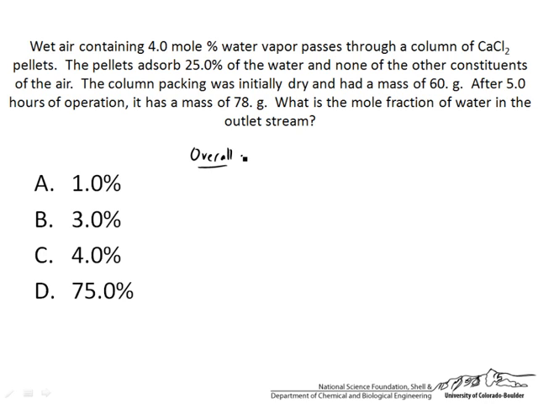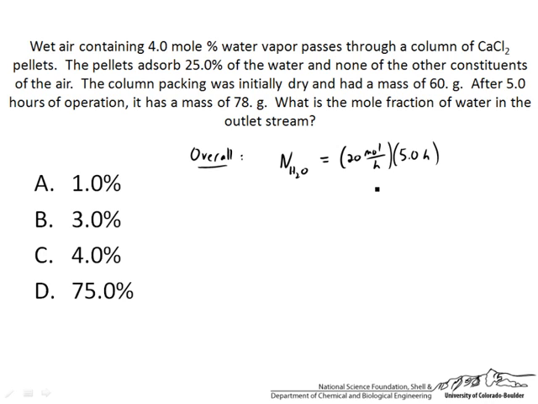Our overall balance: again, our accumulation term is equal to the number of moles of water, because water is the only thing accumulating in the system. This is equal to the total molar flow rate in over the time in which it occurs. That is 20 moles per hour, as we just solved for, coming into the system. The accumulation is over a period of 5.0 hours. So we have a total of 100 moles coming in over those 5 hours.